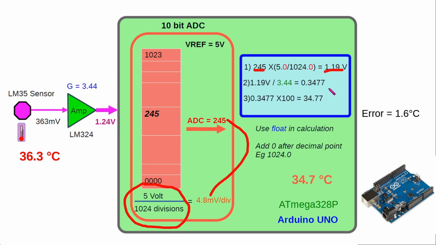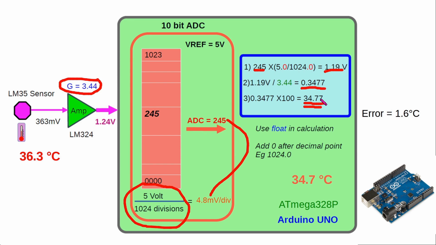Now this is the voltage after the gain. So you have to divide the value, that is 1.19 volt, by 3.44, this value. So we could get the voltage. Here it is 363 millivolt or 0.363 volt. Now we are getting that particular volt here. We'll get 0.3477. Now you have to multiply with 100 to get the temperature. Now it is showing the temperature as 34.77 degrees Celsius.